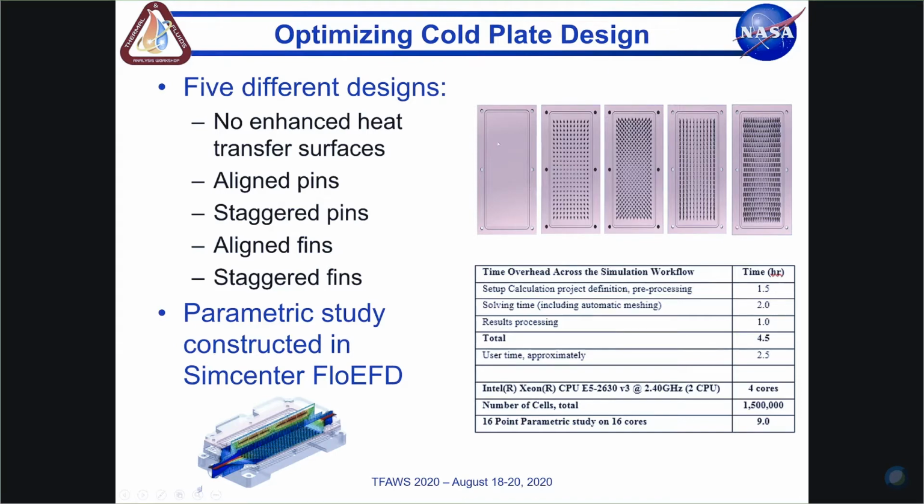So we did a design study trying different surfaces: flat plate, otherwise known as zero enhanced heat transfer surfaces. This is kind of like the setup we had in the Flowmaster model. But we also tried pins, both aligned and staggered, and fins, both aligned and staggered. We did this parametric study over 16 points, so varying flow rate, temperature, and geometry. And if you look here, we can see how this shook up.